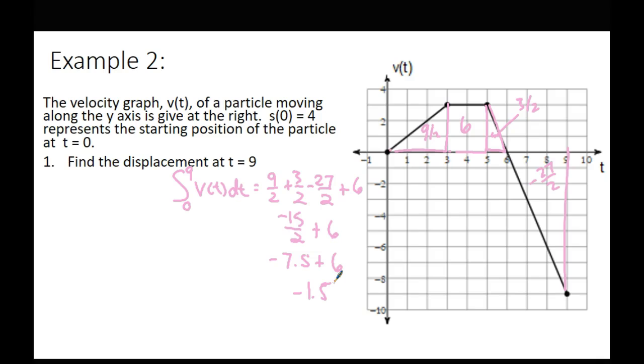How far it is from? Yeah. Okay, good. You answered the second question. There you go. So let's take a look. We're on the y-axis, so it's not to the left, it's below it, right? So that's wherever I started from after I have been moving around according to that function, after 9 seconds, now I'm 1.5 units below where I was originally. Okay? That's called displacement.